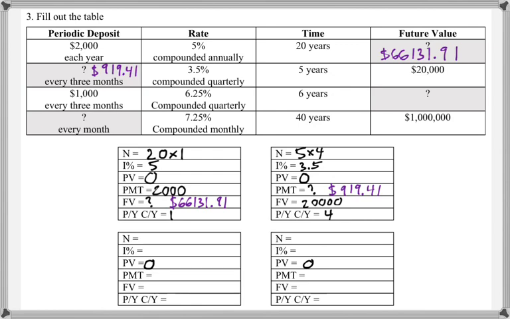For the third row, we are trying to find the future value, and we know that the payments are 1,000. The interest rate is 6.25. The PYCY is 4, and N is 6 times 4. So the future value will be $28,849.84.